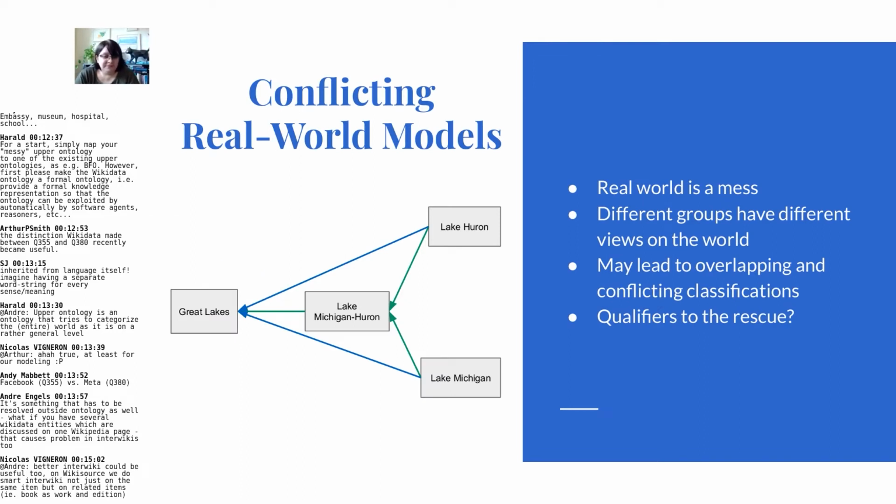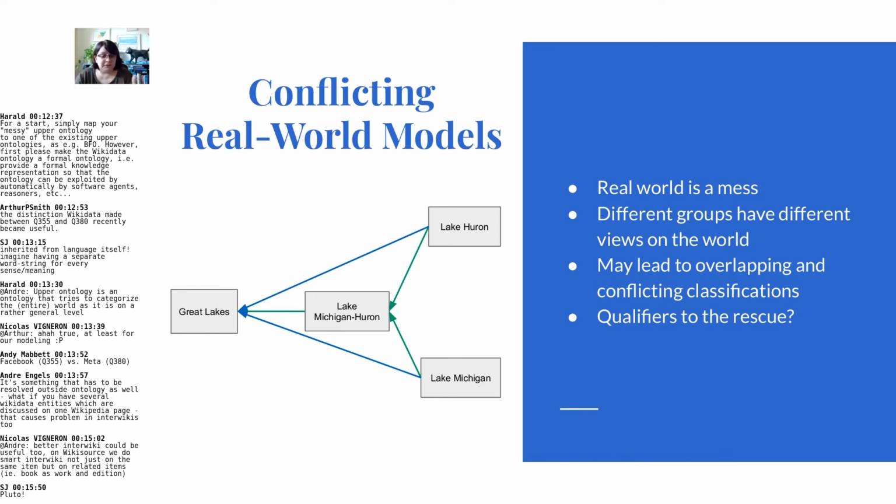And then we have just the world being weird and different people looking at it in a different way. So here we have, resulting from that, conflicting real-world models that we are trying to represent. For example, in the US, we have the 5 Great Lakes, but if you ask a scientist who is into lakes, they will tell you, well, it's actually just 4, because 2 of what we consider distinct lakes is actually just one lake. So it's 4. And of course, we want to have that reflected in Wikidata.